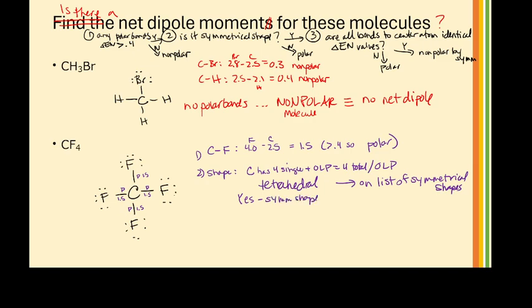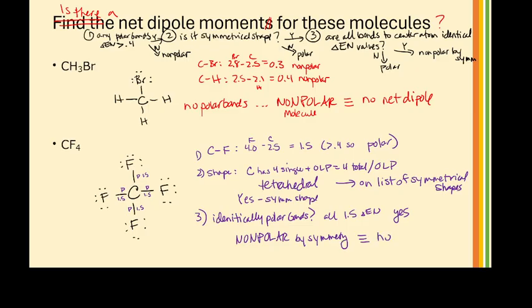Therefore, I keep going. Identically polar bonds. So again, all the bonds have to be identically polar in this shape, and they're all 1.5 delta EN. So yes, they're all identically polar. So now we're here. The center atom has identically polar bonds, therefore it is nonpolar by symmetry, which means no net dipole.